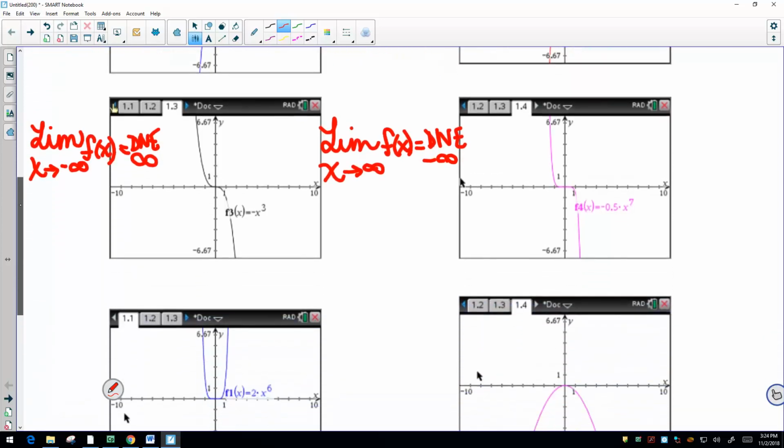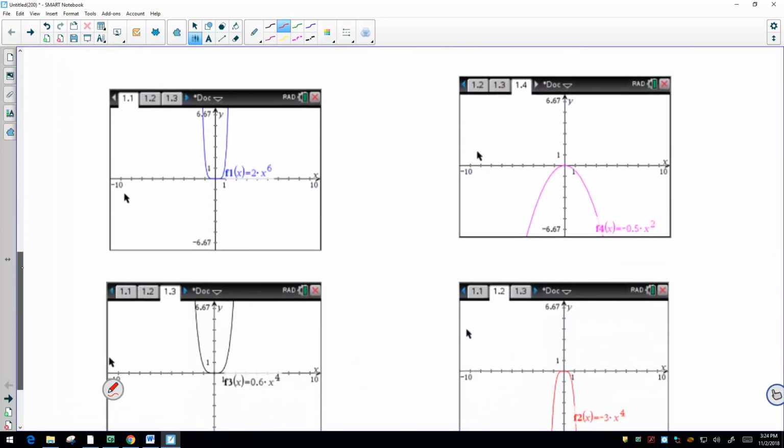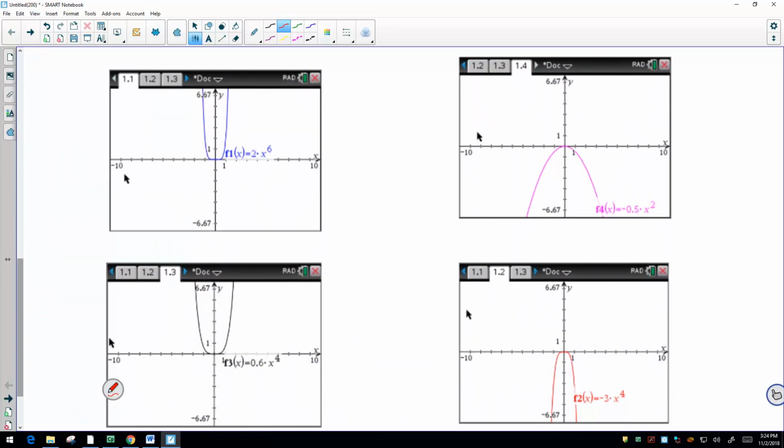Trying to make some more comparisons, if we take a look at the last four functions, something I'm noticing, if we just take a look at the left graphs compared to the right graphs. The left ones, again, are positive. The right ones are negative. So I can notice a difference there. Some are opening up and some are opening down. And all four of these, this time I can see, have even exponents versus the ones above that had odd exponents.